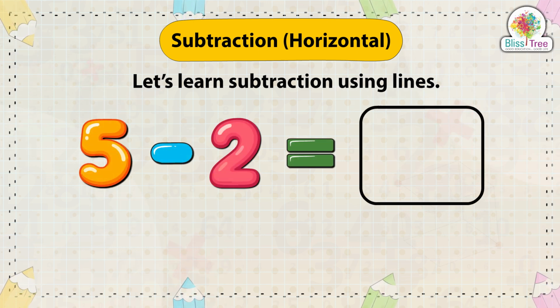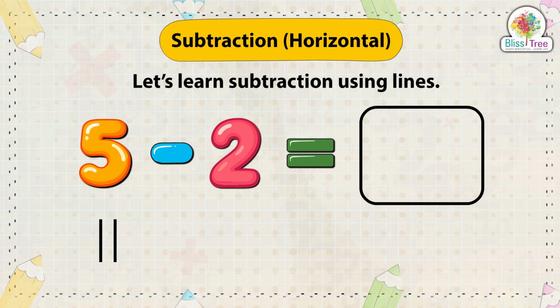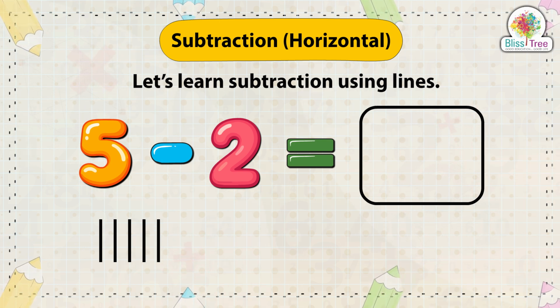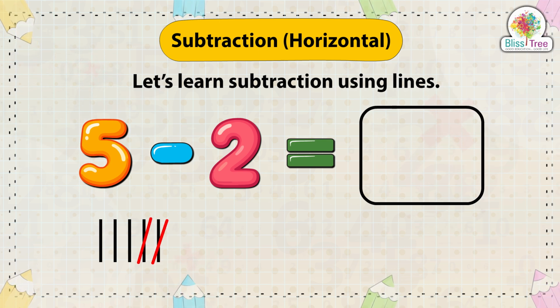Let's try to solve 5 minus 2. Are you ready? First, we draw 5 lines. Count with me. 1, 2, 3, 4, 5. Now we take away 2 lines. Let's cancel them. 1, 2.